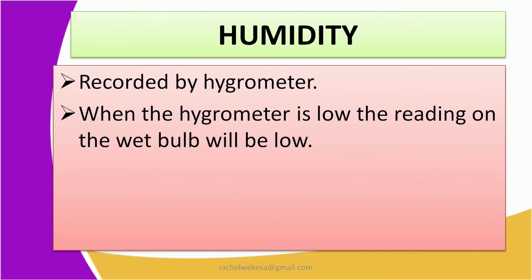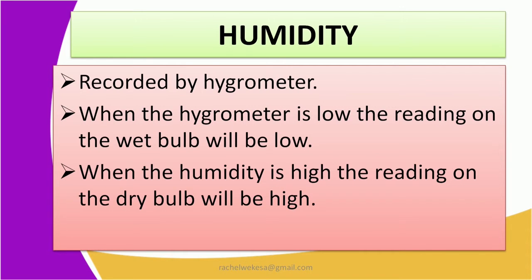So when the humidity is low, the reading on the wet bulb will be low. Low readings on the hygrometer mean that there is not much moisture in the atmosphere, and this will in turn lead to the wet bulb being low.